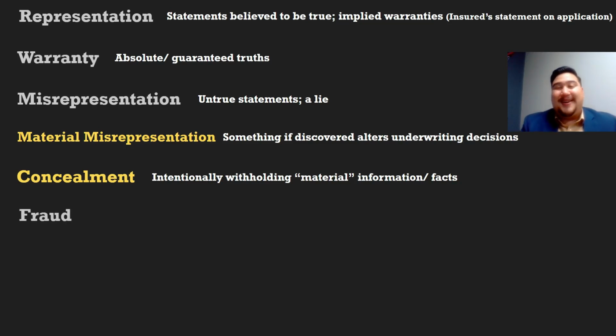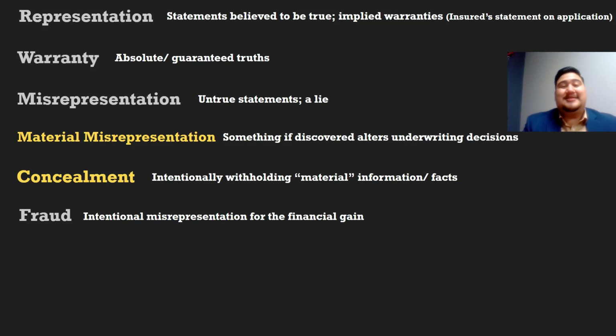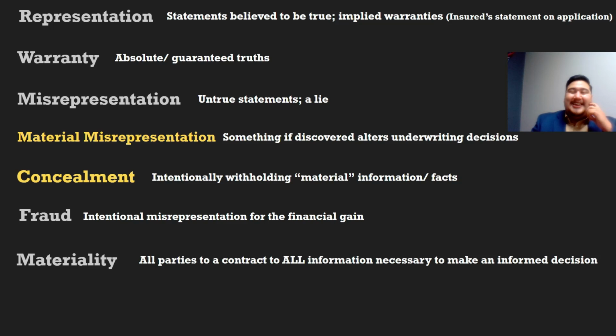Another word, fraud. Fraud also has to do with lying, but it's when you lie for a financial gain. Okay? That is considered fraud. And the last word here, materiality. Materiality. So materiality is basically that all parties of the contract are open to all the material information. You're basically giving the company permission to look at, let's say if you're applying for life insurance, giving them permission to look at your DMV records, your driving records, your medical history, all this information that they want, all this material information.